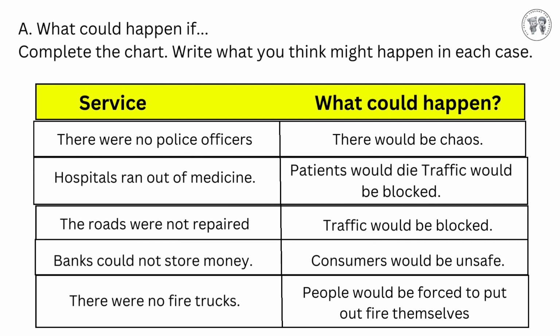What could happen if? Complete the chart. Write what you think might happen in each case. Service: what could happen? If there were no police officers, there would be chaos. If hospitals ran out of medicine, patients would die. If the roads were not repaired, traffic would be blocked. If banks could not store money, consumers would be unsafe. If there were no fire trucks, people would be forced to put out fires themselves.